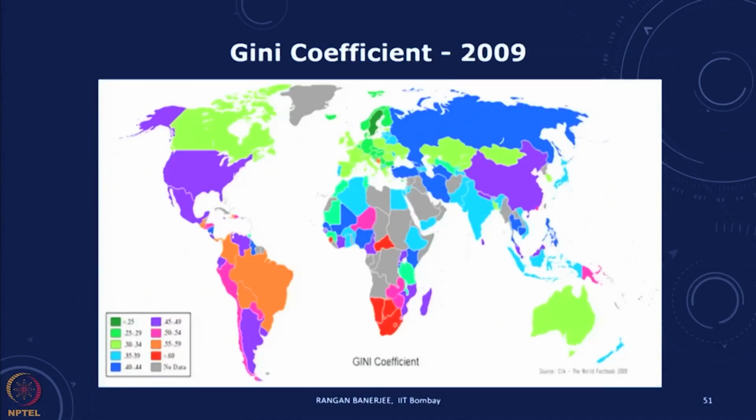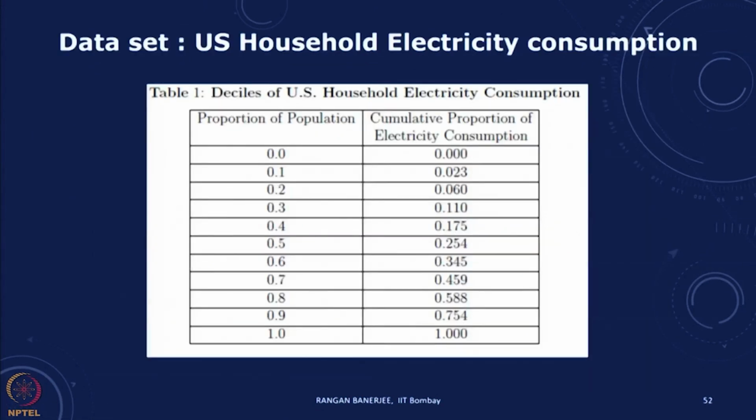We have plots, and if you just Google, you will find maps which will show you different kinds of Gini coefficients for different countries. And so, of course, some regions have relatively more equality. For instance, if you look at Europe and the Scandinavian countries, and then there are other regions which are relatively more unequal.